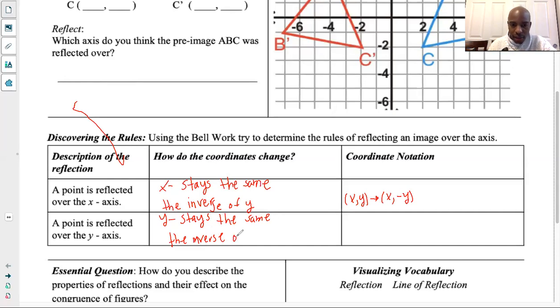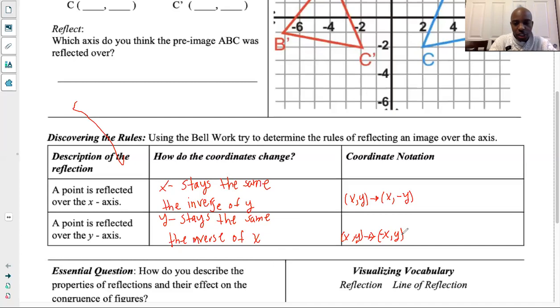So let me just put that here, and I'm going to show you what that notation looks like. Okay. So the notation looks something like this, right? We have x comma y, and they go to, let me just finish drawing this little arrow, right? They go to negative x, comma positive y, which means that the x is changing here and the y is staying the same.